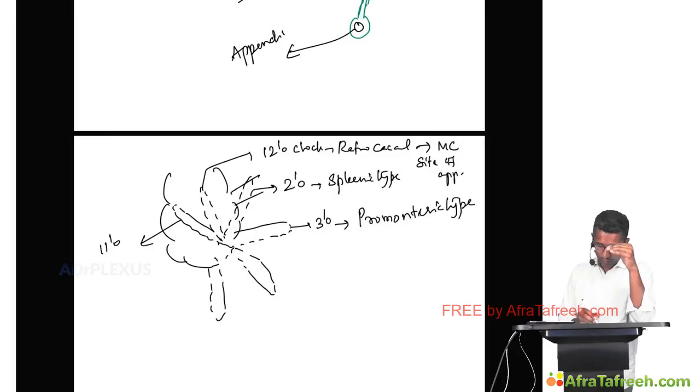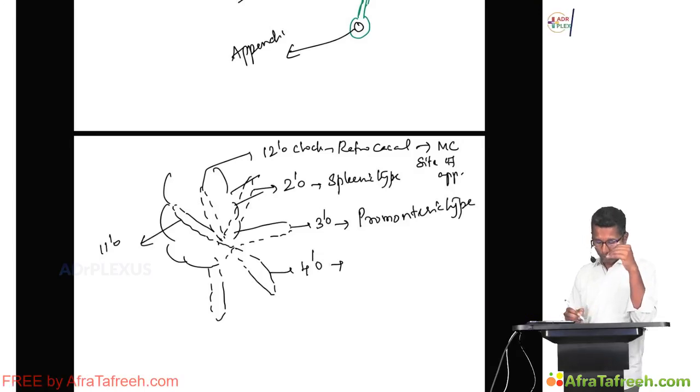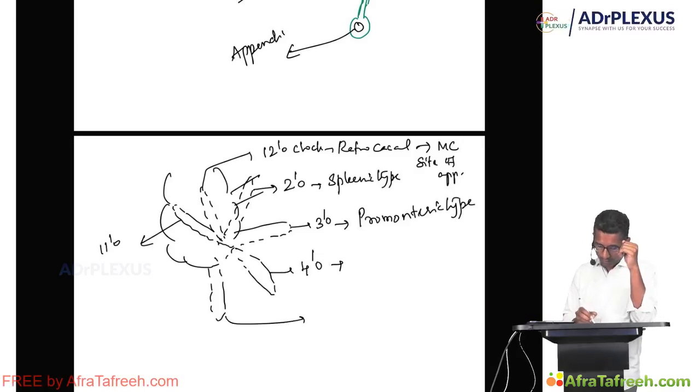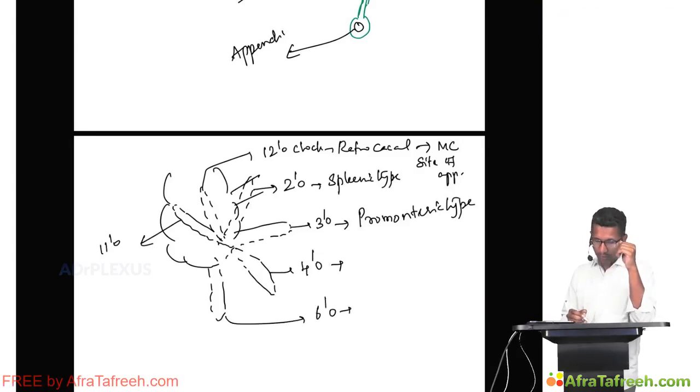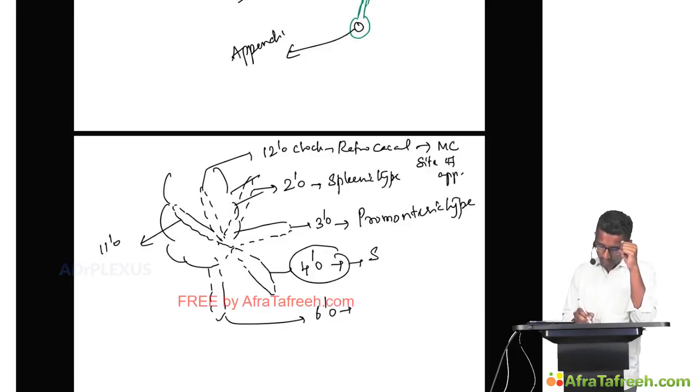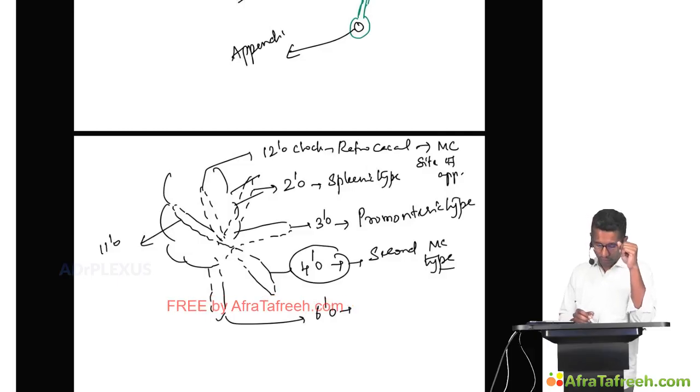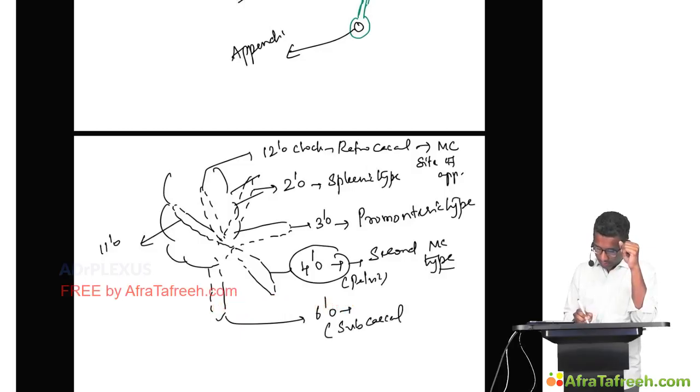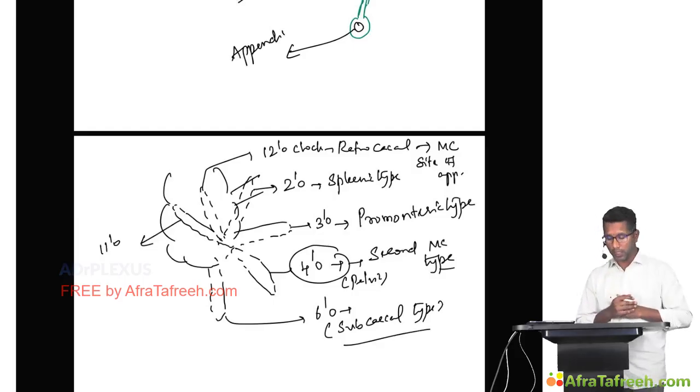Sometimes it can point down to the 4 o'clock position, or it can point towards the 6 o'clock position. Of this, the 4 o'clock position is the second most common type. The 4 o'clock position is called the pelvic type, and the 6 o'clock position is called the subcecal type.